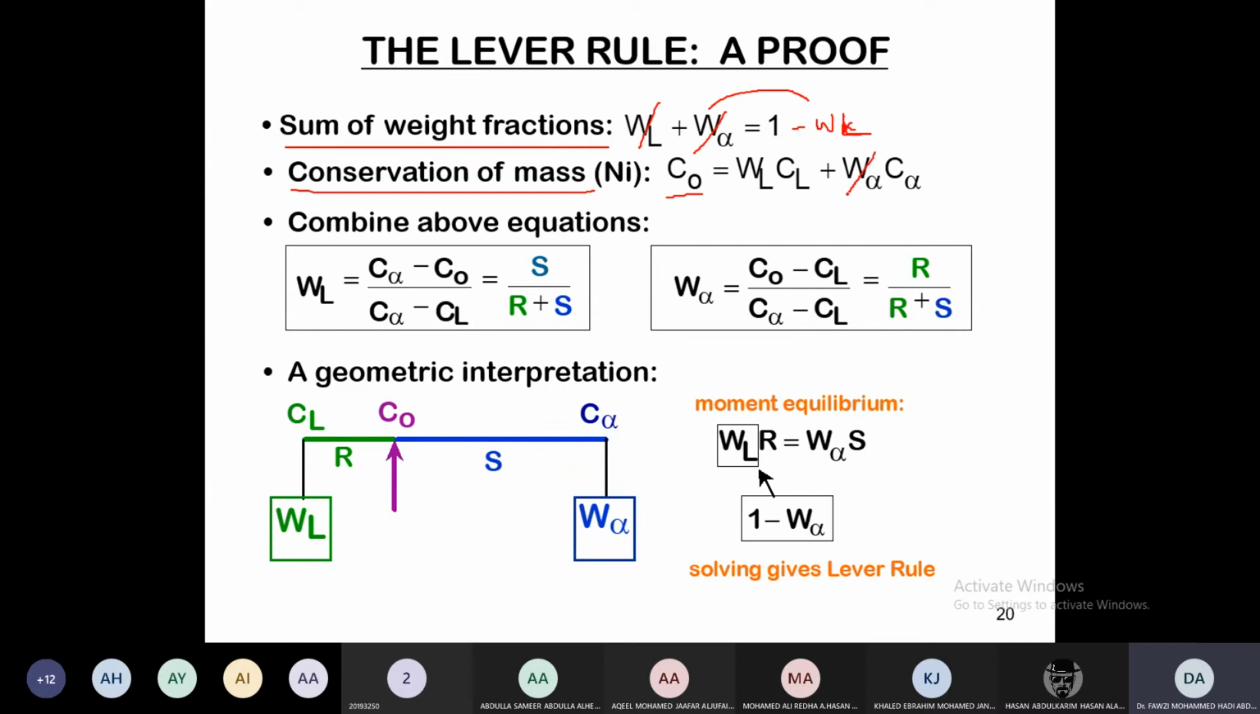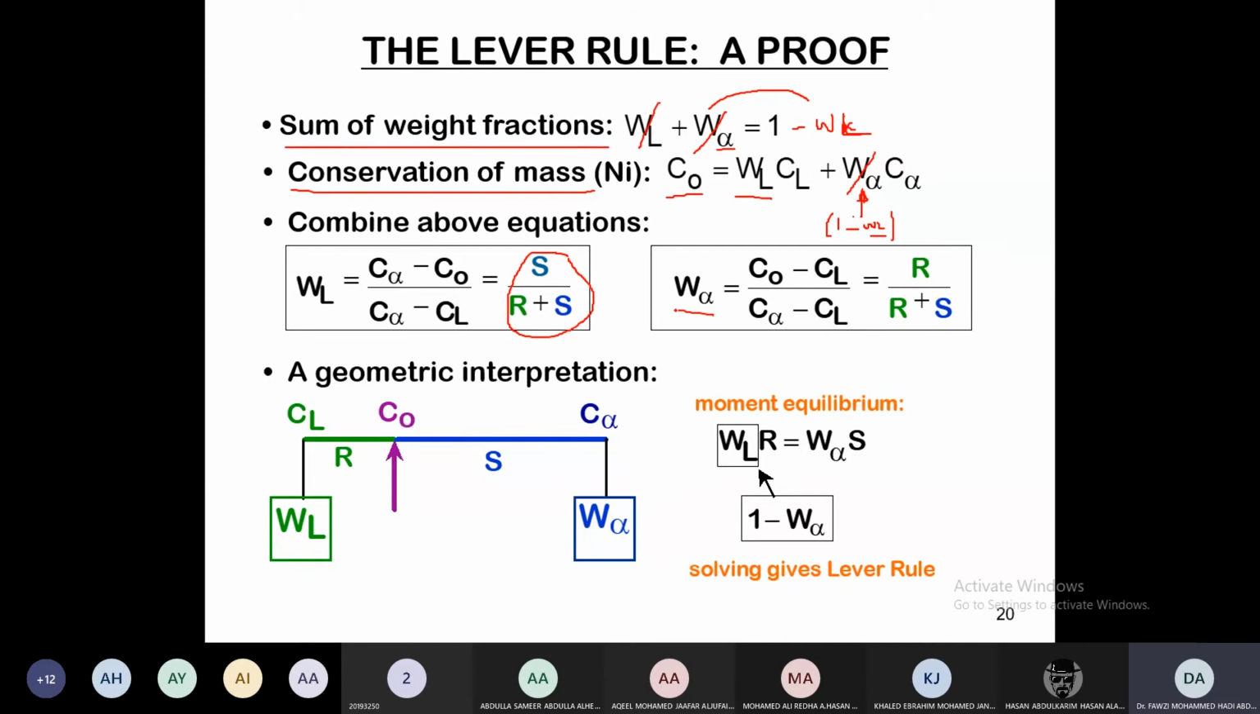So you can cancel that out and substitute for the weight percentage of the solid here. This will become 1 minus the weight percentage of the liquid. We just substitute this here instead of that. In the equation, you will only have the weight percentage of the liquid. Take everything on one side and the weight percentage of the liquid on the other side, and you will get that, which is basically the lever rule that we have used.